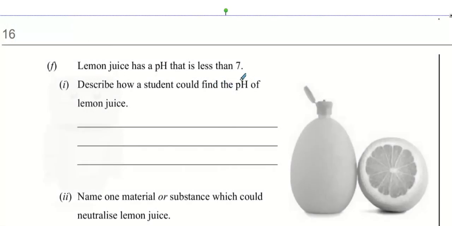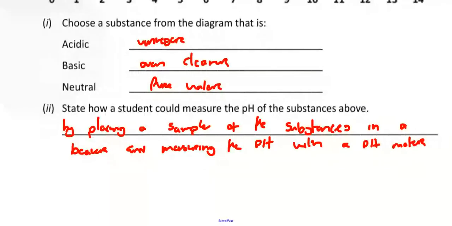Lemon juice has a pH less than 7. Describe how a student could find the pH of lemon juice. Okay, I refer you to the same answer as last time. By placing a sample of the lemon juice in a beaker and measuring the pH with a pH meter. Okay?